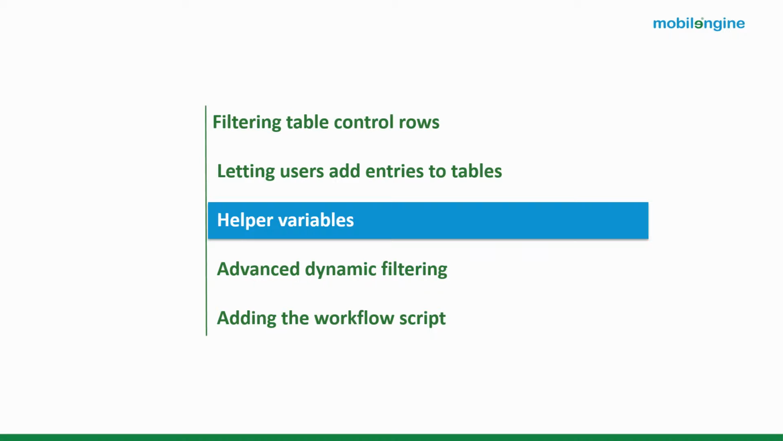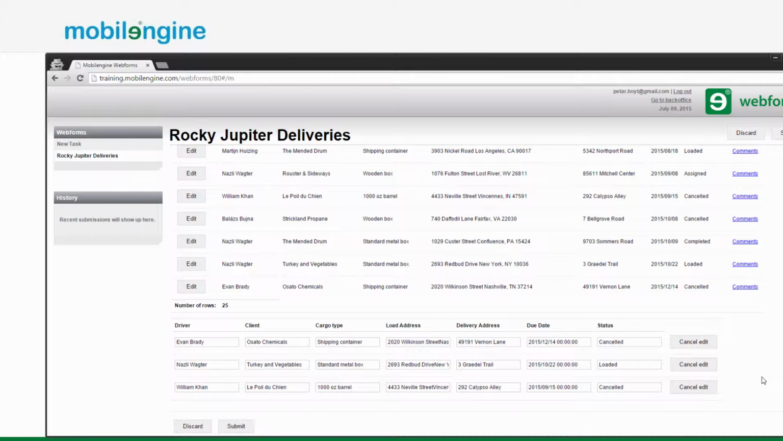Users of your Rocky Jupiter Deliveries web form can now pick any delivery entry or entries they like and make changes to them. However, the editing part of your form gives your users simple text boxes to make their changes. For the address line, that's perfect.